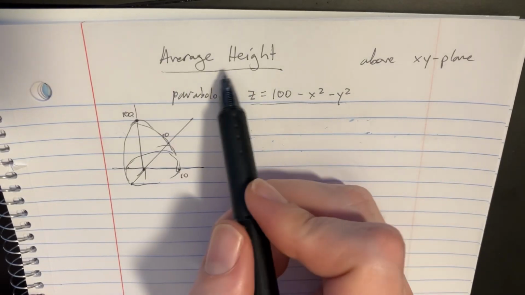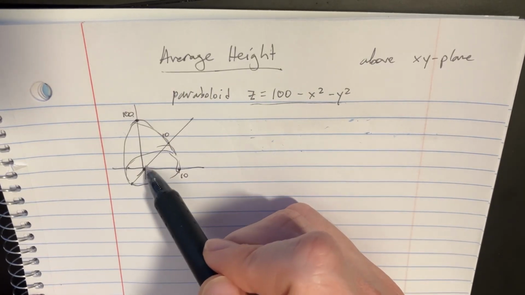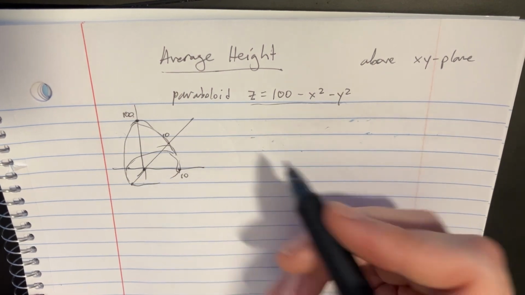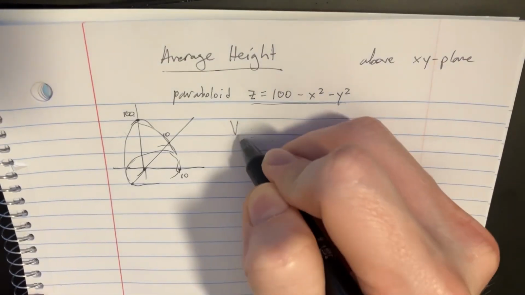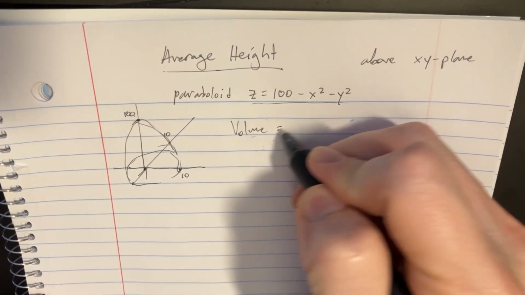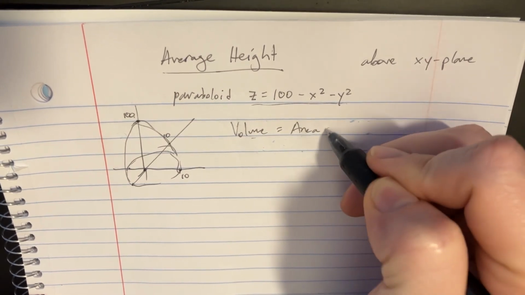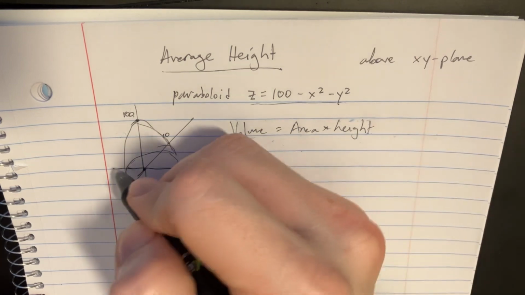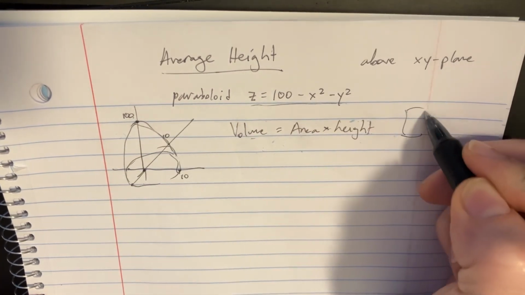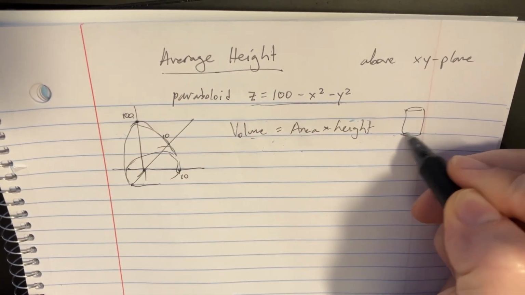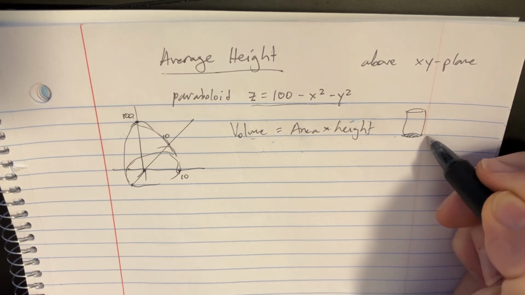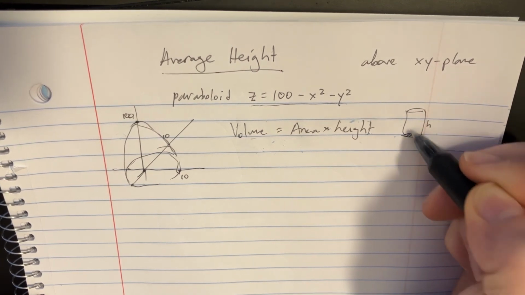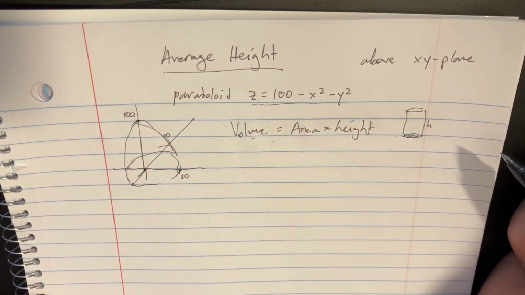We're looking to find the average height of this paraboloid here with this equation. And let's try to think about if we were to calculate volume, that would be like area times the height. But if we were to do that, then we would essentially just get a cylinder like this. We could multiply this thing by the h, and then we would get the volume there.